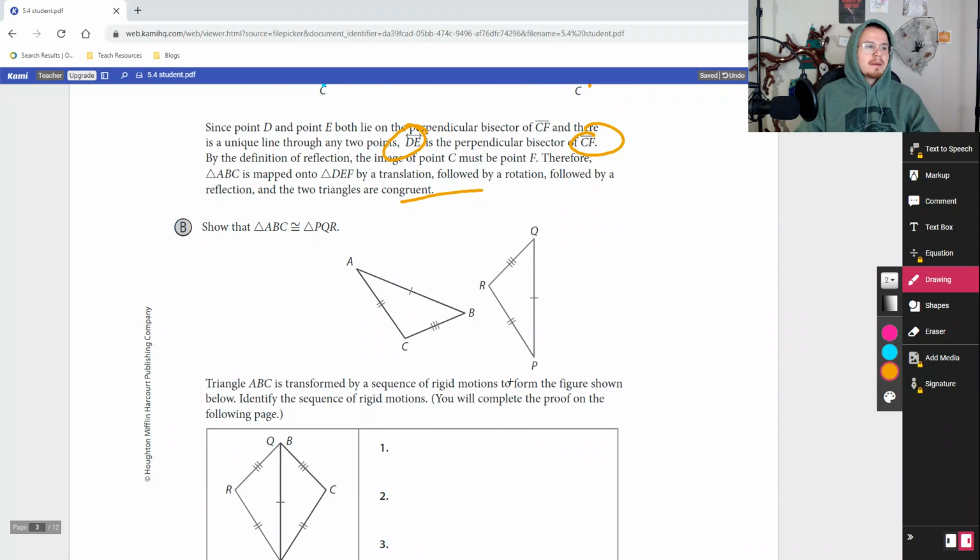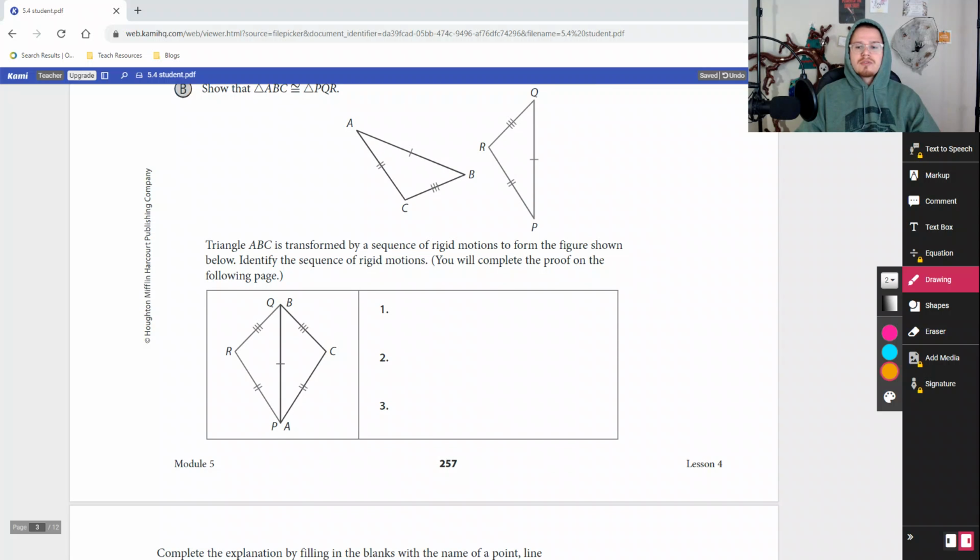So in this example, letter B, we're going to show that these two triangles are indeed congruent. So triangle ABC is transformed by a sequence of rigid motions. We've been doing that for a while to form the figure shown below. Identify them. So what were the rigid motions that went into the sequence? You'll complete the proof. Alright, so the first thing that happened is the translation along AP.